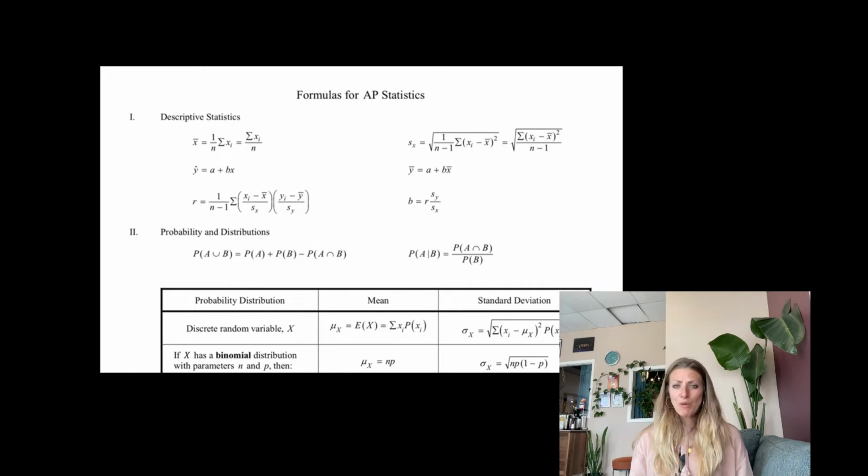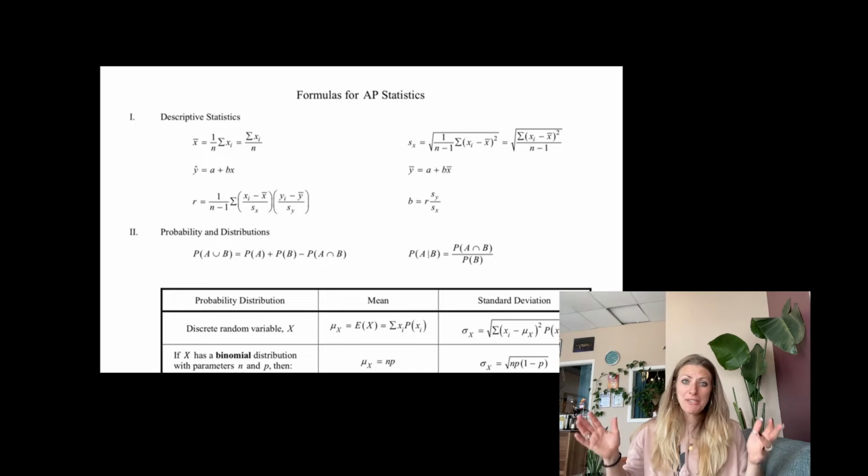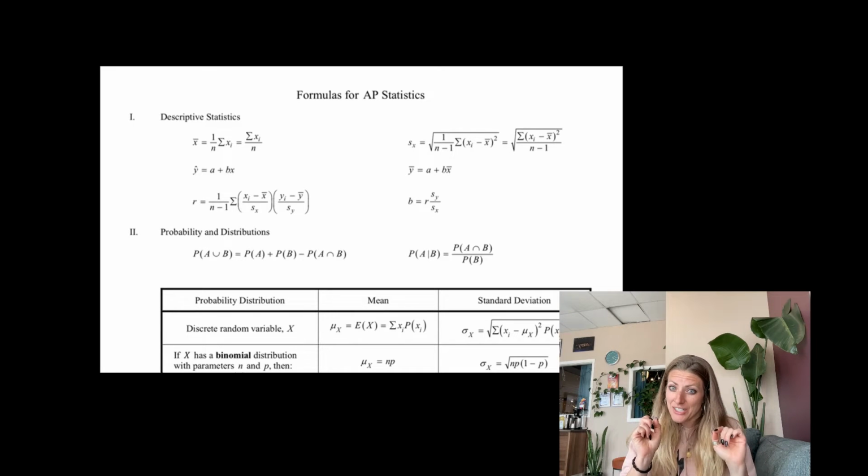But I want to go through the formulas, and then if I happen to go off on a tangent, a little mini tangent on some of this stuff, sorry, but it'll be good for you.